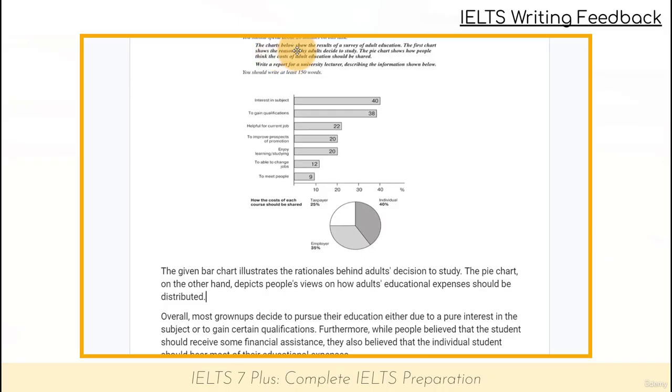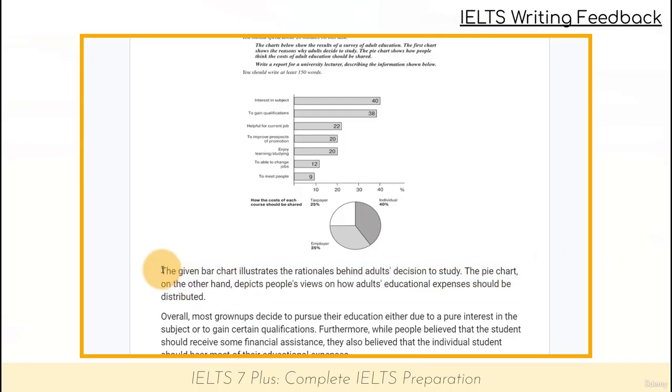What they could have done, the charts below show the results of a survey of adult education. They could have shortened this most likely. Again, it kind of saves time. They could have just said, the given charts show the results of a survey from adults about adult education. Something like that. So they could have mushed this probably into one sentence.